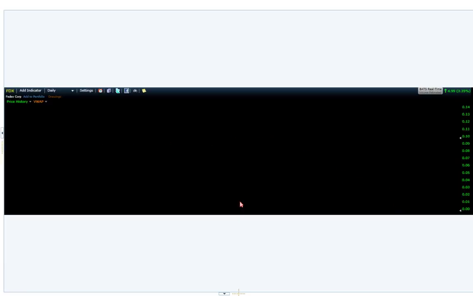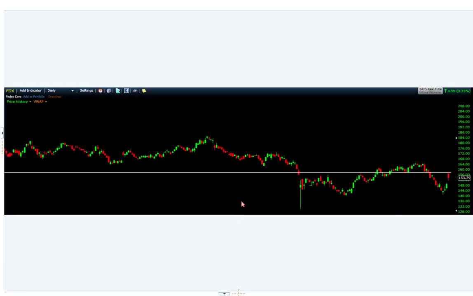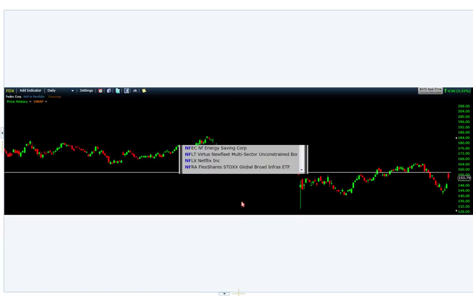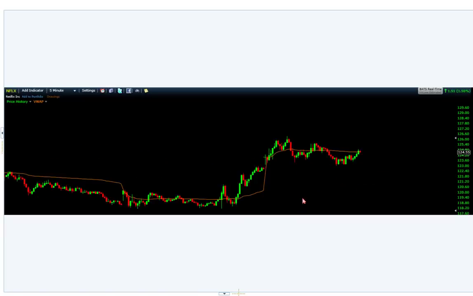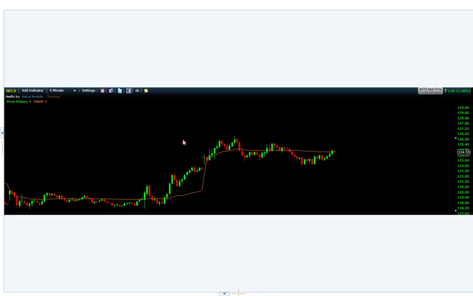Can you take a look at Netflix? Let's take a look at Netflix here. So Netflix is junk today. Apart from this little pullback to the VWAP, it hasn't paid attention to it. But the best way to use VWAP is on gap ups, okay? Gap ups and gap downs, all right?